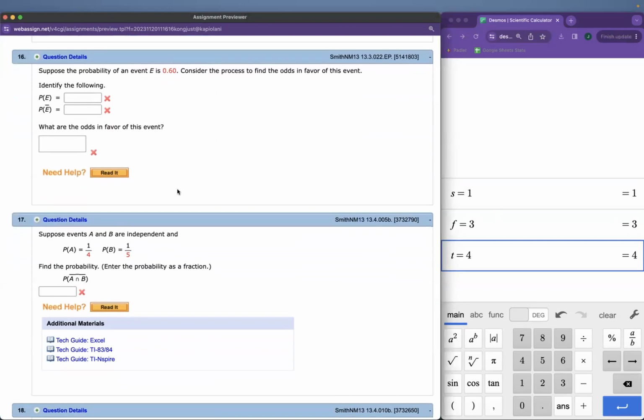Number 16. Suppose the probability of the event is 0.6. Consider the process to find the odds in favor of this event.